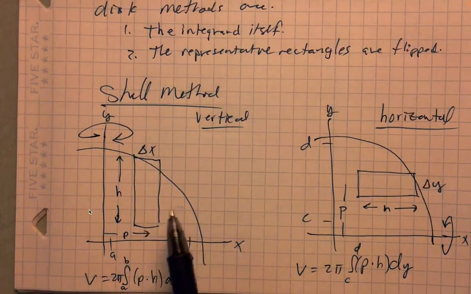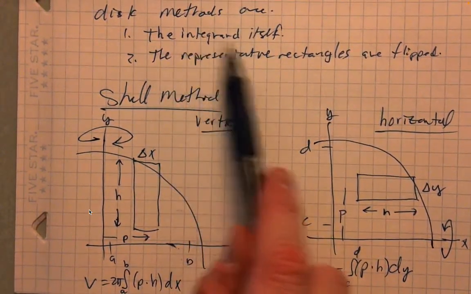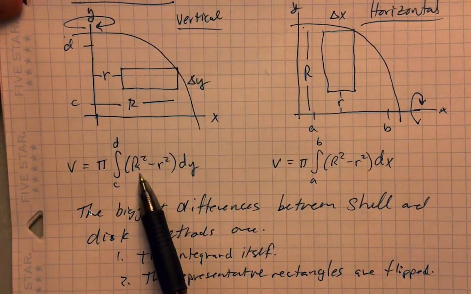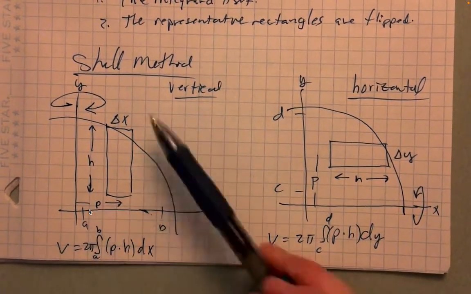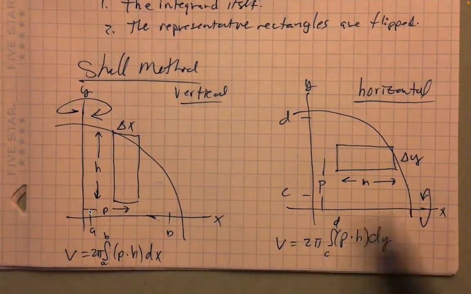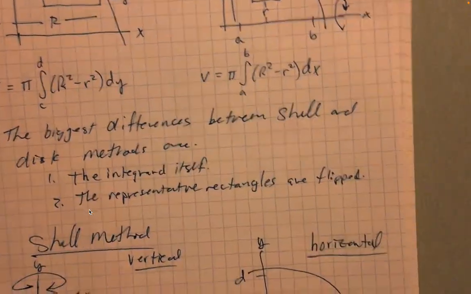And then, of course, that is going to bleed into how the integrand itself is structured, right? So here you've got a p times h. Up here you've got an outer radius squared minus inner radius squared, right? So that all is a consequence of orienting the representative rectangles differently with respect to the axis of rotation. Okay, very good. Now I know that's a lot to remember, so what I would recommend is take really good notes on that, have good examples that you can look at if you're taking tests on this.